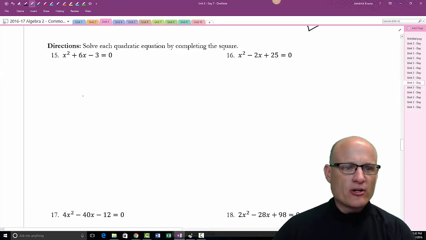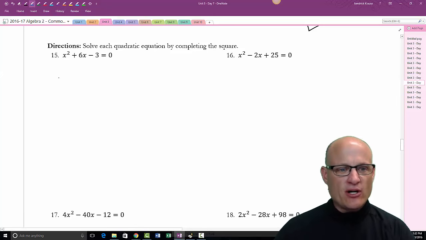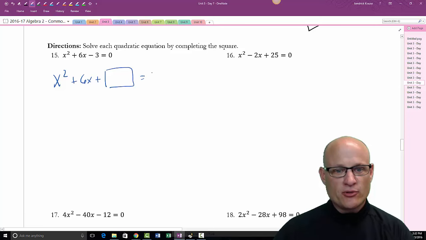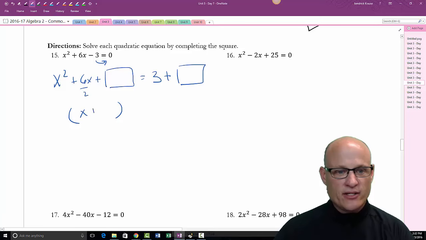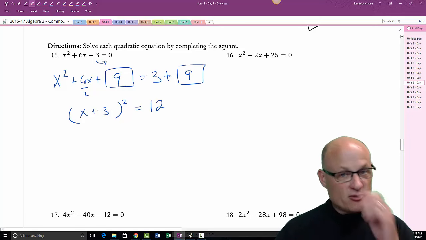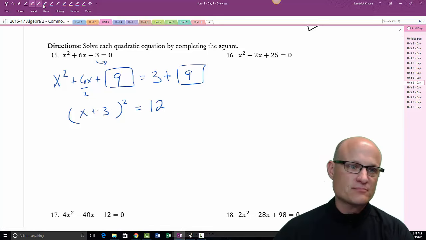Let me pick a new color, fresh color. Okay, half the middle. So I'm just going to say, okay, x squared plus 6x plus square is equal to, bring the 3 over, negative 3 plus square. Because I'm just going to bring it over. When it goes over, it gets a sign change. Half of that middle, half of 6 is 3. It goes there. 3 squared is 9. 9 equals 12. Now, this one's going to be a little bit trickier than the last couple we've done.